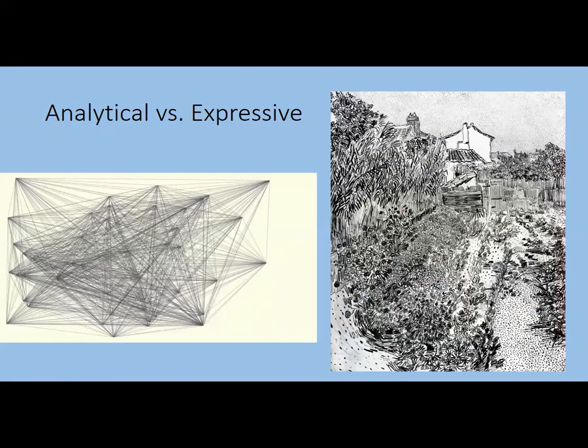Here are some other examples. This is a Sol LeWitt, where these lines are all precisely drawn and laid out. Even though there's a lot of lines, they're measured lines. And this is a Van Gogh, where it's more expressive, and you can see this multitude of all these different marks, and it's more expressive than this drawing by LeWitt.